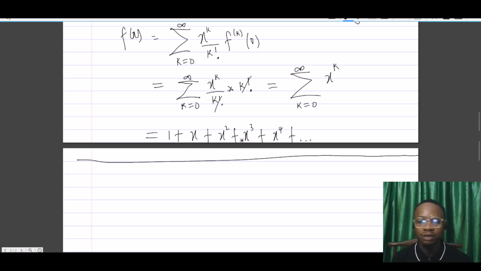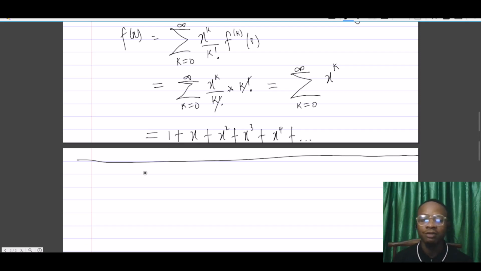I just wanted to notice something about this result. You should observe that this is a geometric series. Don't forget that a geometric series is when the terms of the sequence, if you like, increase or decrease by a common ratio.